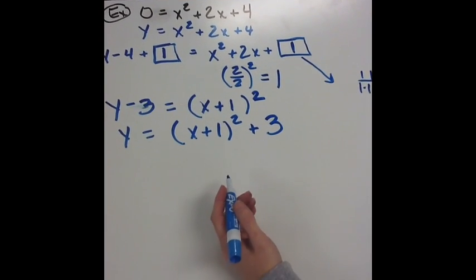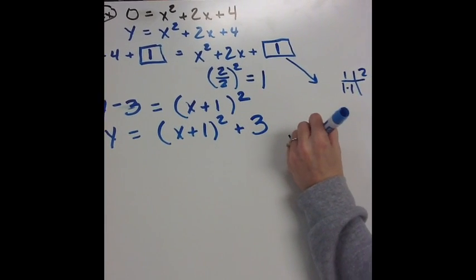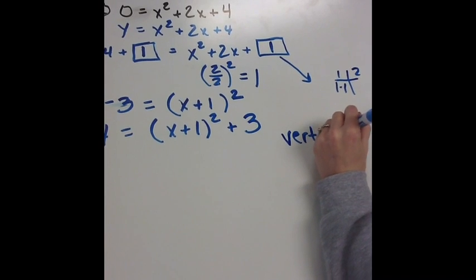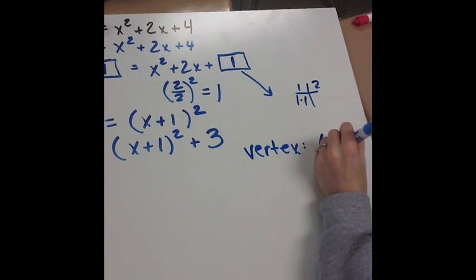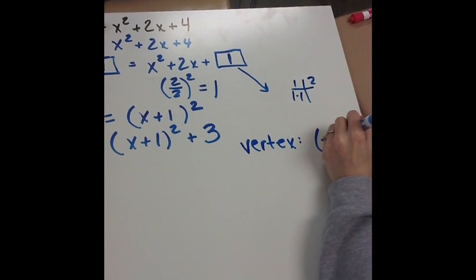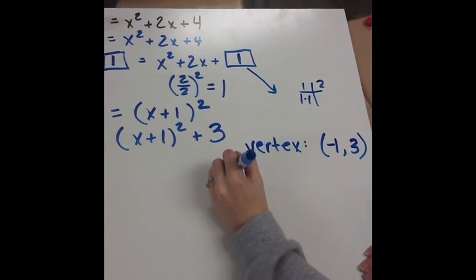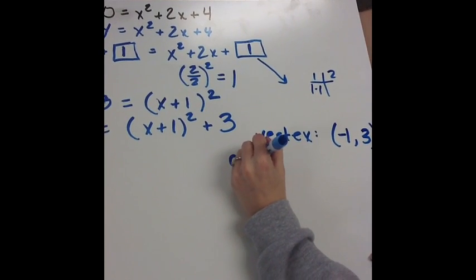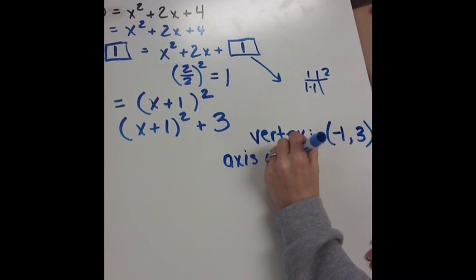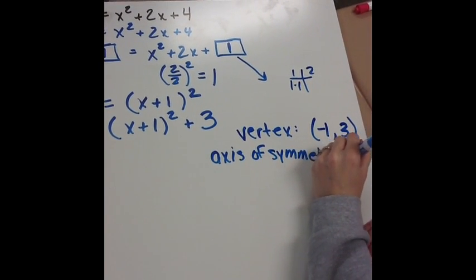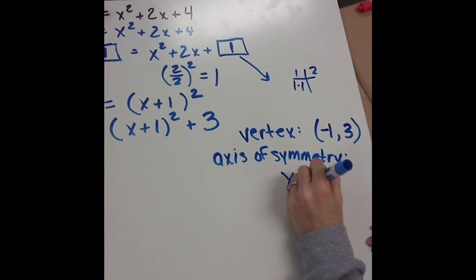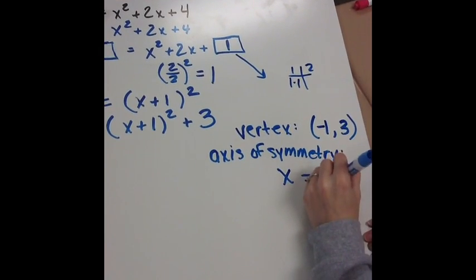So now with this, I can identify my vertex as the opposite sign of h, which is negative 1, and the same for k, which is 3. I can also now tell you that my axis of symmetry, which is always written as an equation, is going to be x equals the opposite of h, negative 1.